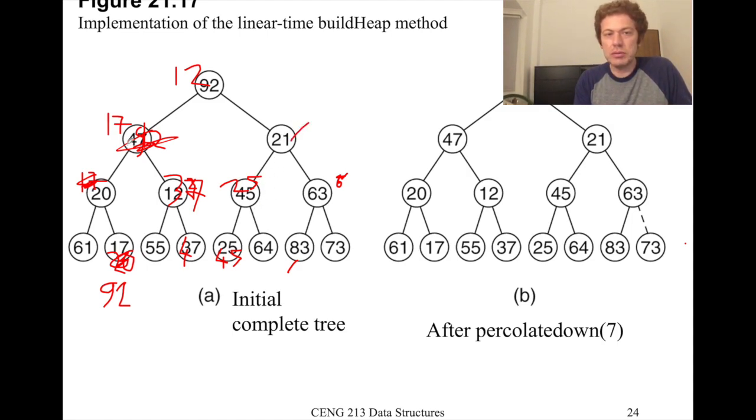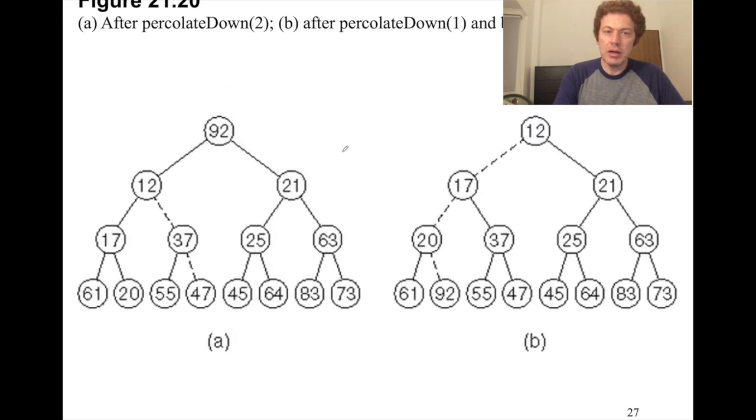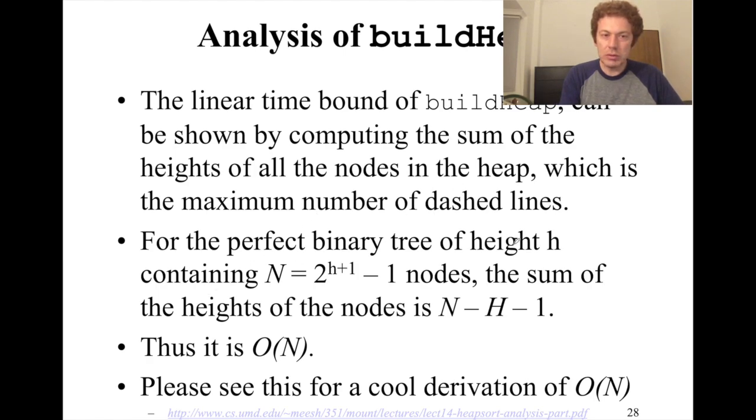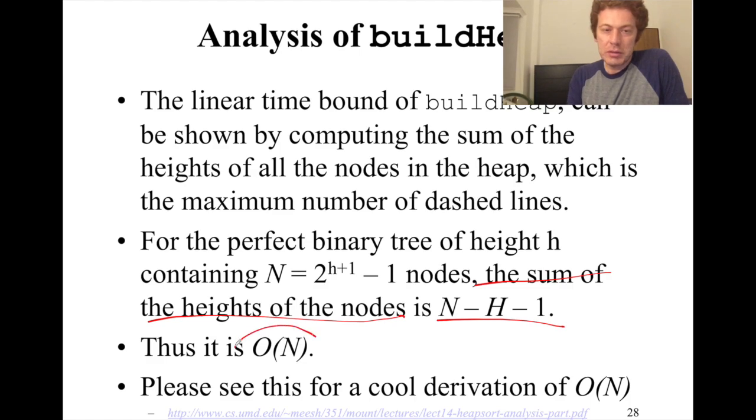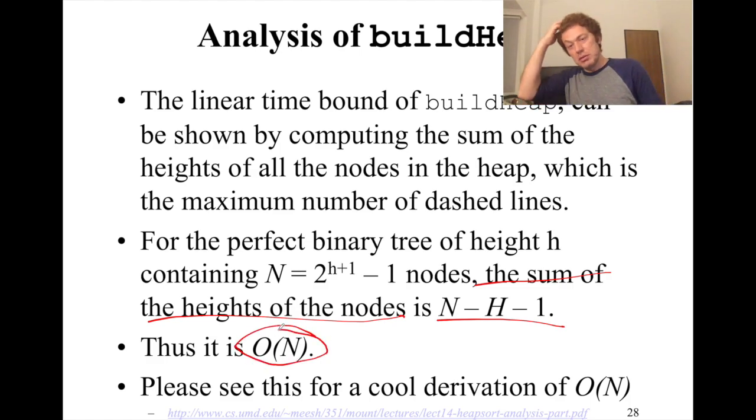So height of this node plus this node. And then the height of this node is 3, right? So 3 for this. So in other words, you can also count them. Height of these nodes are 0 anyway. So your cost is the sum of the heights of all the nodes. So what is that number? I claim that it is this. And remember, height is log n, so it is n minus log n minus something.